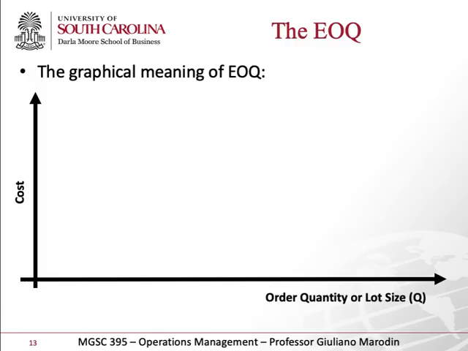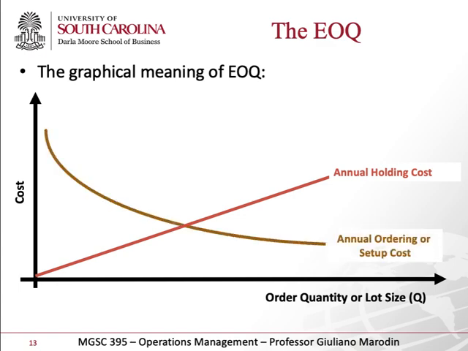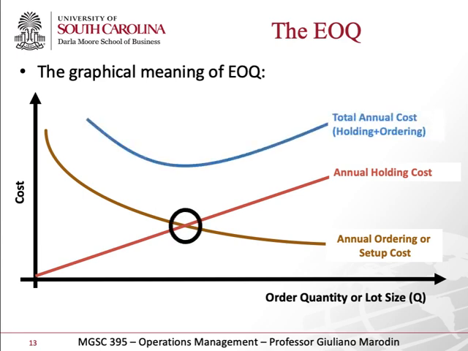Just going back to the chart, that's what this graph is doing. I have the annual holding cost going up for every unit. I have the ordering cost, also known as setup cost, going down. The middle is the economic order quantity where they meet. It's not the middle, sorry, it's where they meet. And that's when the total cost is lowest. Okay? And that quantity here is going to be the economic order quantity.